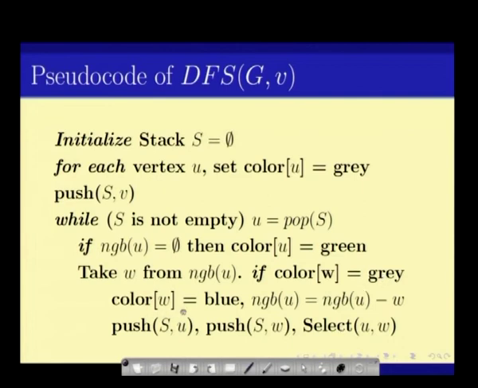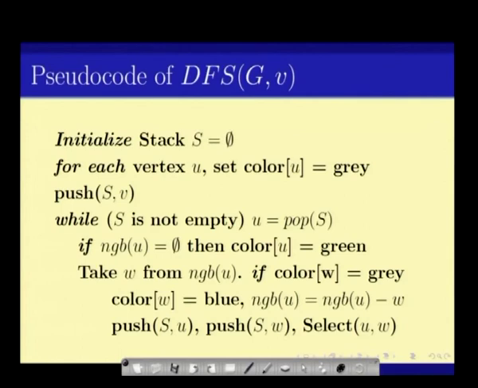We will first color that one blue, and we will select the edge u w. Since we have taken the last element, we put that last element back, and we also put the new element into the stack. The other thing is that we remove w from the neighborhood of u. This is done so that we do not come back to the same vertex again and again. Once we were at u and have seen w, I know that I have gone through this edge u w, so I do not need it. I can just remove w from u's adjacency list.